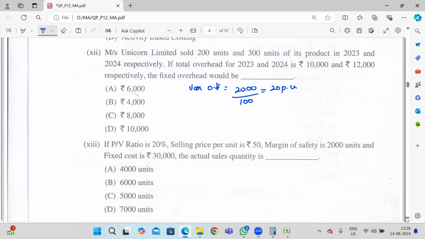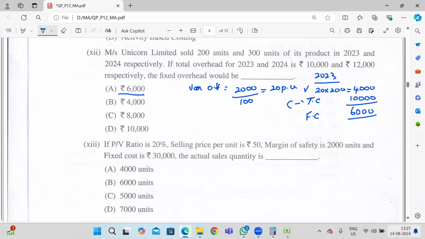So if I am calculating for 2023, that is 200 units, right? So variable cost will be 20 into 200. So I will be getting 4,000. My total cost here is 10,000. So my fixed cost will be 6,000. So total cost minus variable cost will be my fixed cost. So answer should be A, 6,000.